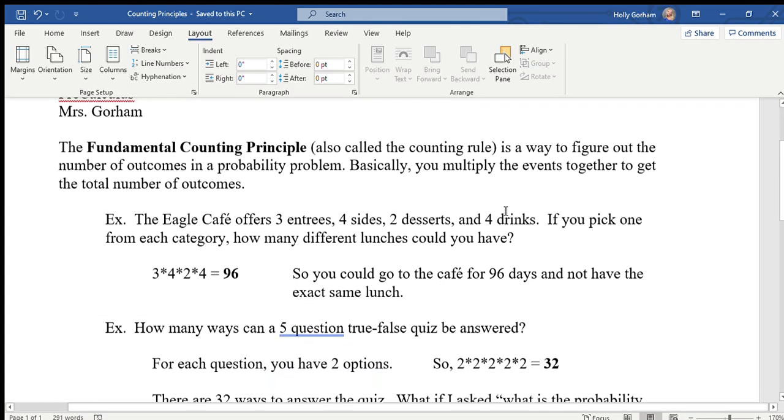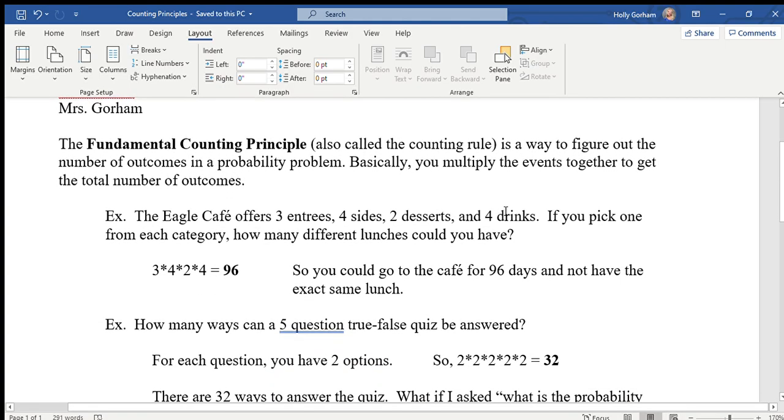So for example, let's say you go into the cafe and you have your choice of 3 entrees, 4 sides, 2 desserts, and 4 drinks. You're going to pick one from every category. So how many different lunches could we have? Well, you do 3 times 4 times 2 times 4, and that's going to give you 96, meaning you could go into the cafe for 96 days and never have the exact same lunch.